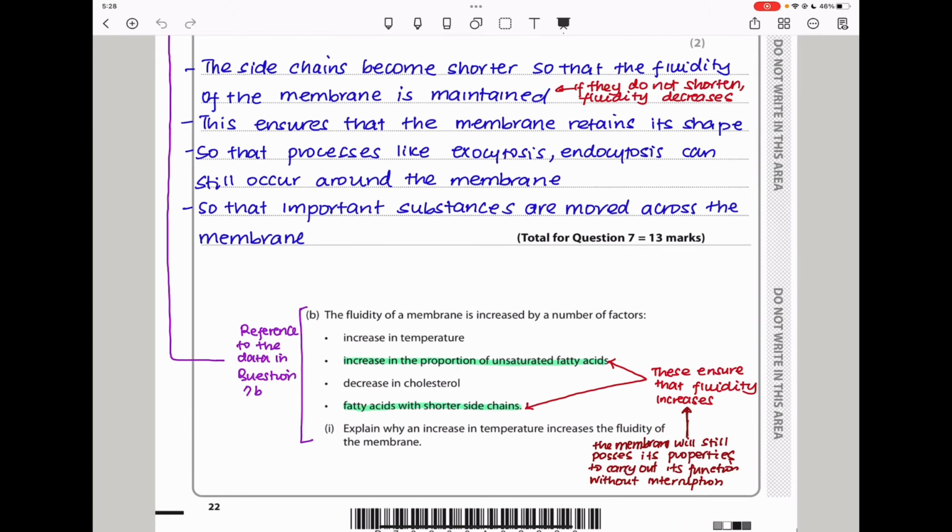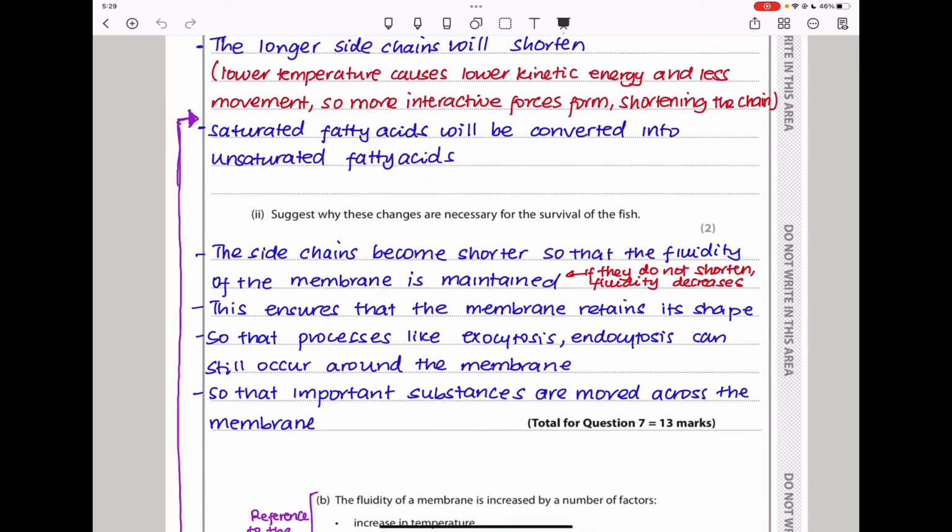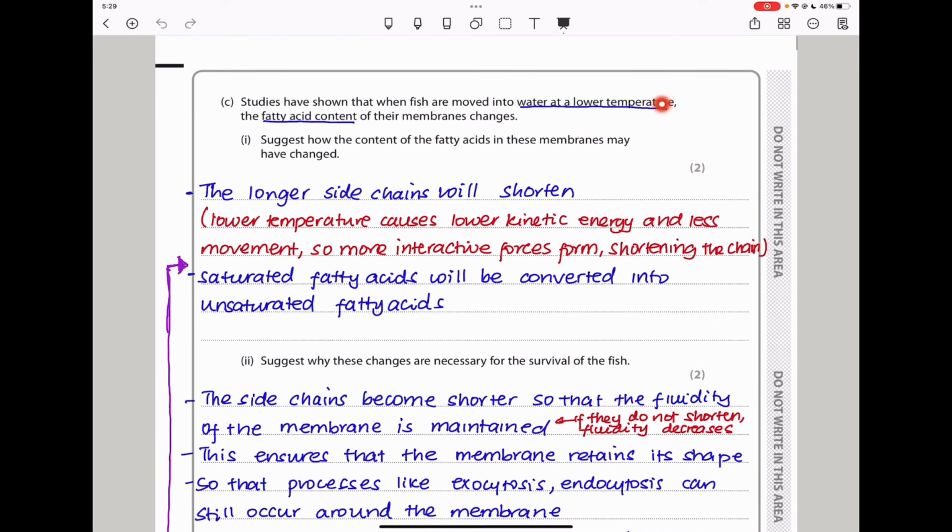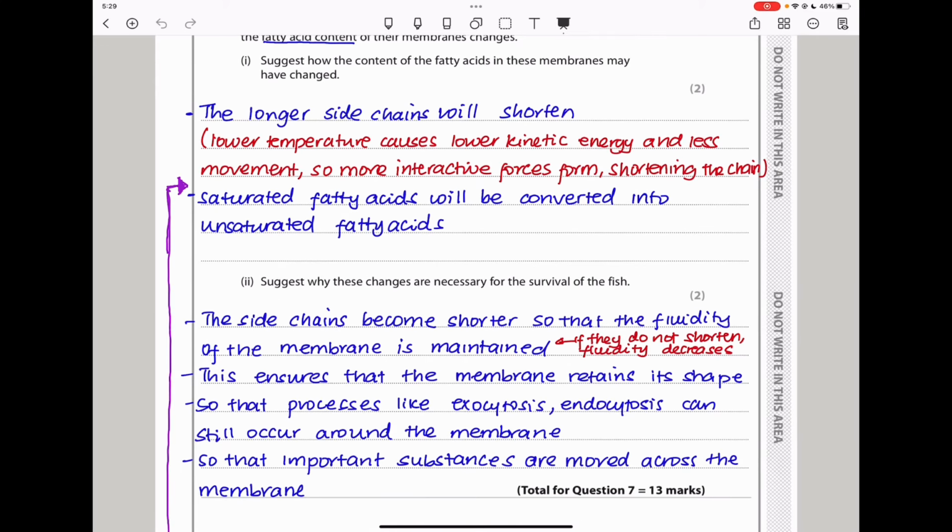Down here, I tried to include the factors from the real paper. They said increase in temperature will make the membrane more fluid, as will an increase in the proportion of unsaturated fatty acids. This is going to increase fluidity, as well as the fatty acids with shorter chains. So I marked these 2 points because they correspond to the question we are trying to answer. And then here I say the membrane will still possess its properties to carry out its function without interruption. This is if the temperature is changed. Remember the condition we are looking at here is when the fish is moved to lower temperatures. The membrane should be able to perform its function in order not to starve the cells of this fish, so that everything can be okay.